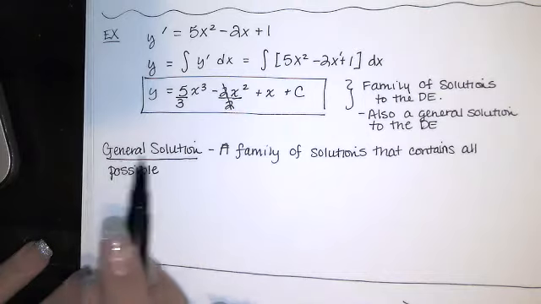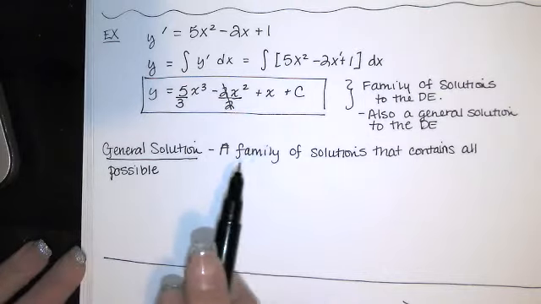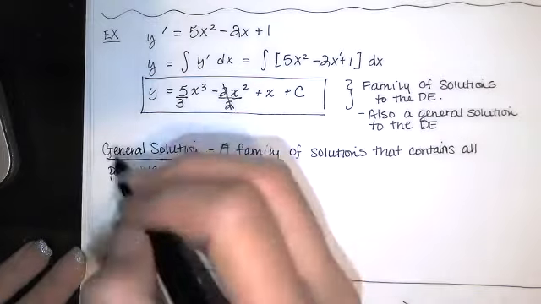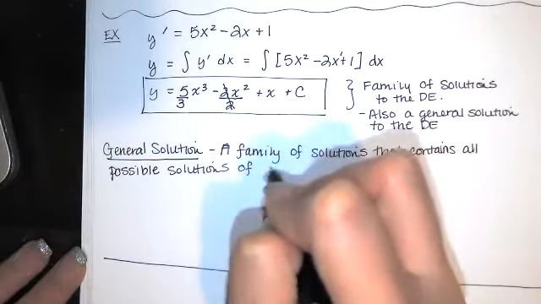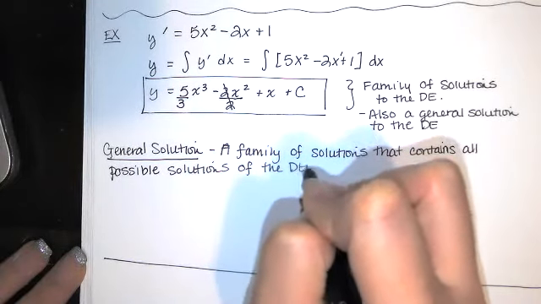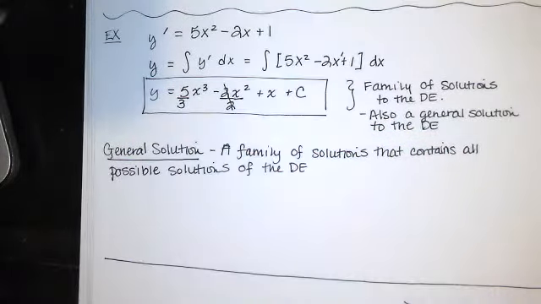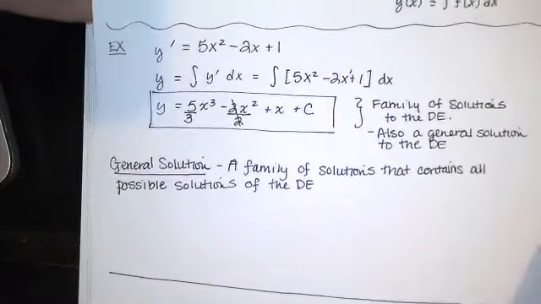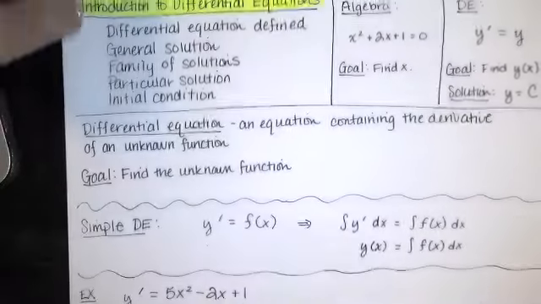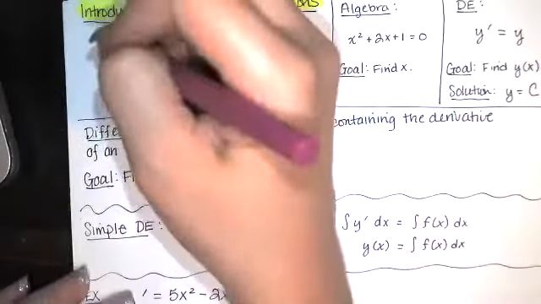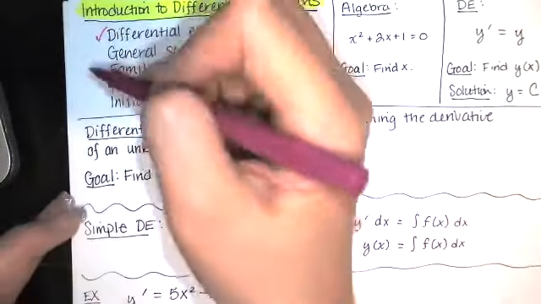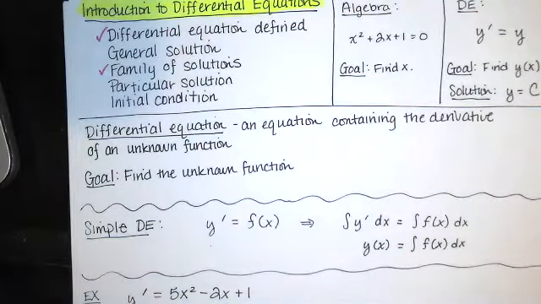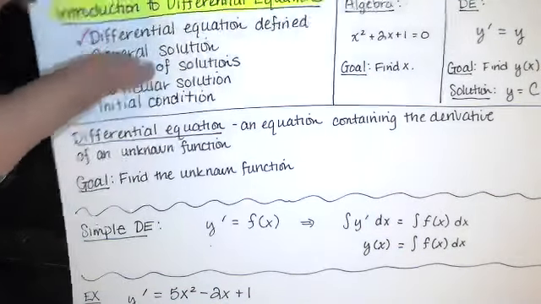So let me finish writing my sentence. A general solution is a family of solutions that contains all possible solutions of the differential equation, or I guess to the differential equation. Okay. So that's it. A differential equation is an equation containing the derivative of an unknown function, and your goal is to find that unknown function. A family of solutions is a solution containing an arbitrary constant.